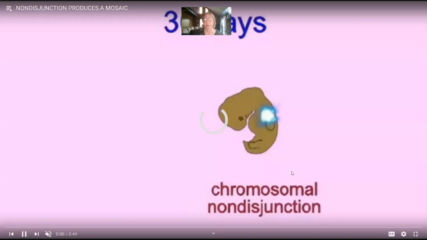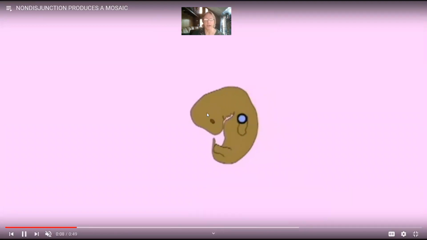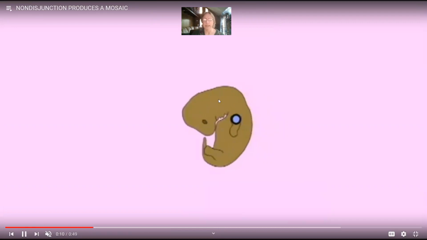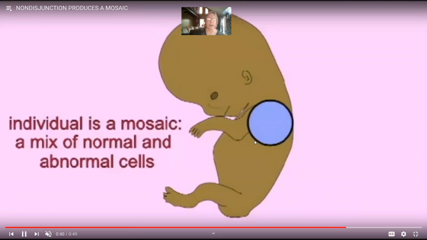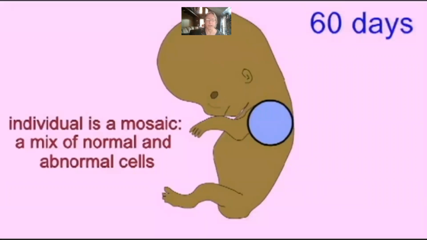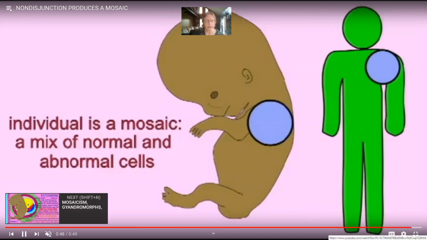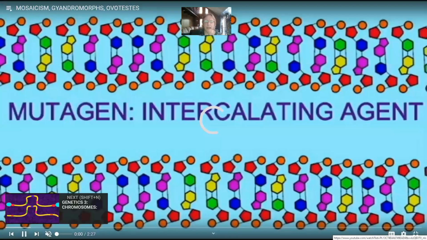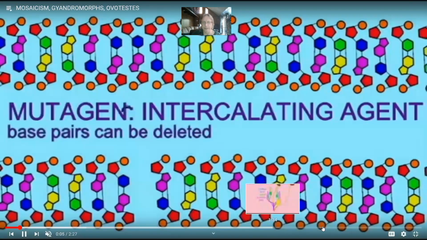So non-disjunction can occur after conception, all right, which would just affect certain cells of the body. And so then this individual is a mosaic because the abnormality of the chromosome would just affect these cells in the indicated region, which descended from that first cell where the non-disjunction occurred. So there are a mix of the normal and abnormal cells. But once again, if this affects the sex chromosomes, then it could potentially affect gender.